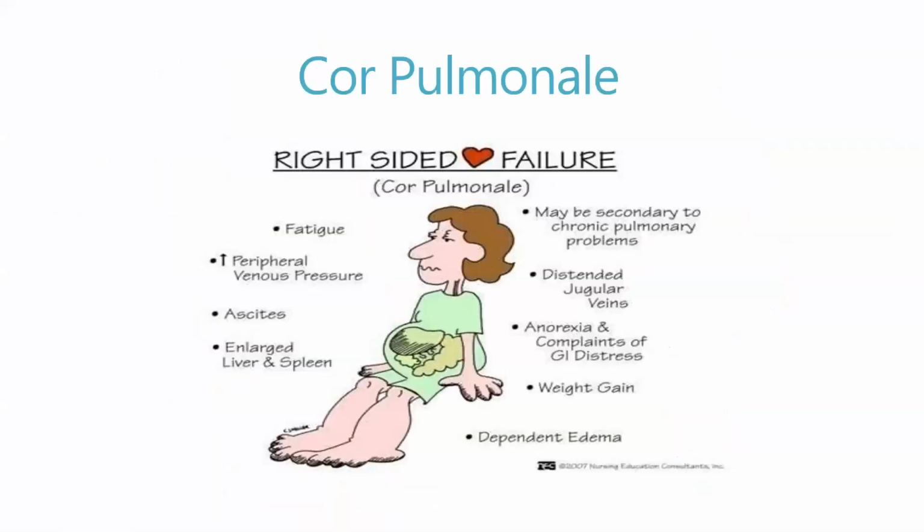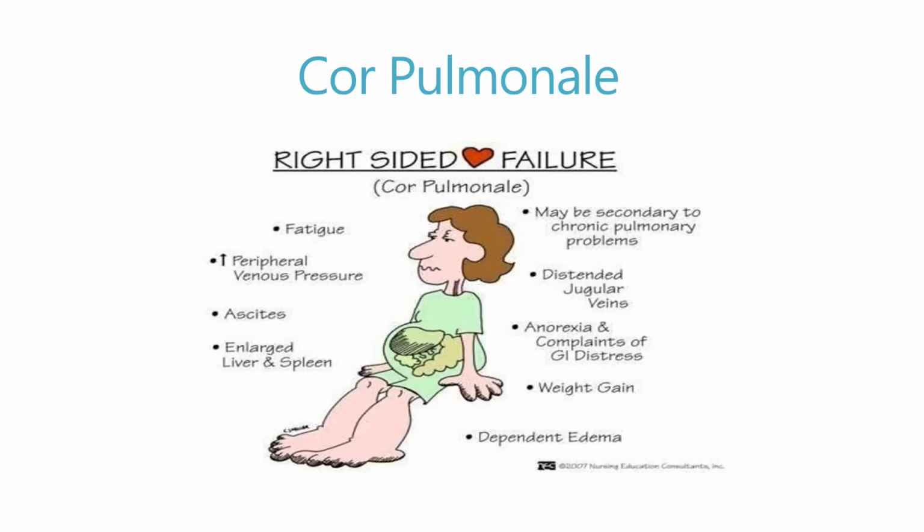Here's a cartoon of cor pulmonale. I like this picture because it describes right-sided heart failure. Cor pulmonale is known as right-sided heart failure. So let's talk about these symptoms. Moving clockwise, it may be secondary to chronic pulmonary problems, pulmonary hypertension.